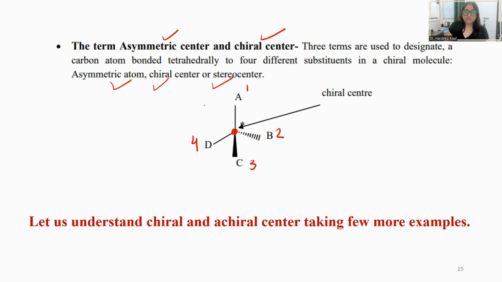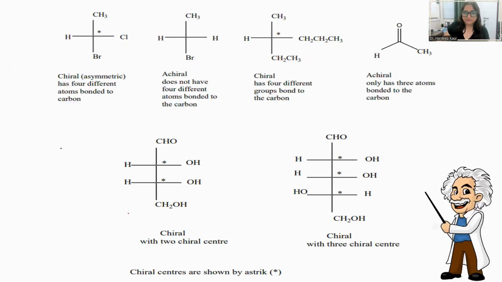So now we will take some examples with the help of which we can check which is a chiral compound and which is not a chiral compound. We can also find chiral centers with a few examples. So let's take one example here. In this, the carbon is chiral. Why? Because it is attached to four different groups. So it is a chiral carbon.